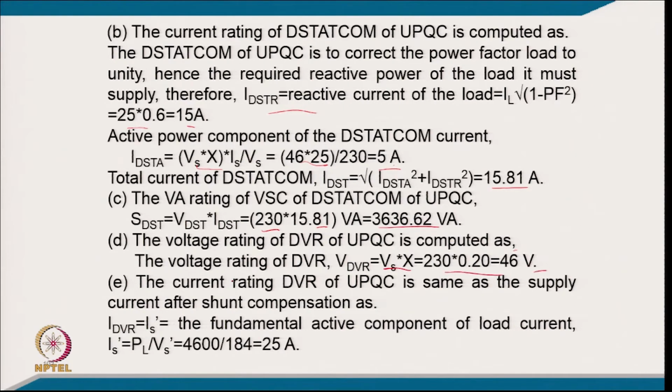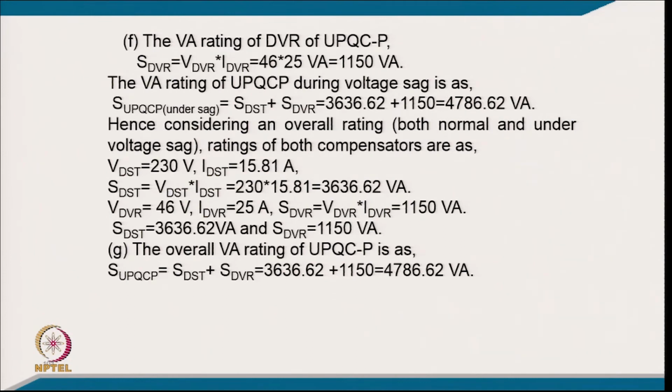The voltage rating of the DVR of the UPQC is calculated directly from Vs into x. So, that is 46 volt, and the current rating of the DVR of the UPQC is the same as the supply current after the compensation. So, IDVR equals IS, the fundamental active component of load current, which is 4600 divided by 184, that is 25 ampere. The VA rating of the DVR will be VDVR into IDVR. So, 46 into 25 ampere becomes 1150 VA, and the VA rating of the UPQC during the voltage sag is SDST plus SDVR. So, it comes to 3636.62 plus 1150, so it becomes 4786.62.